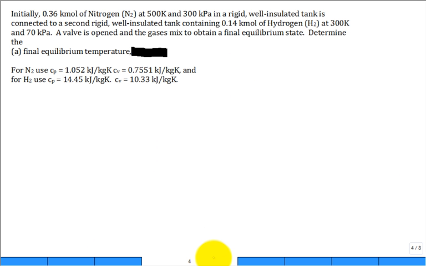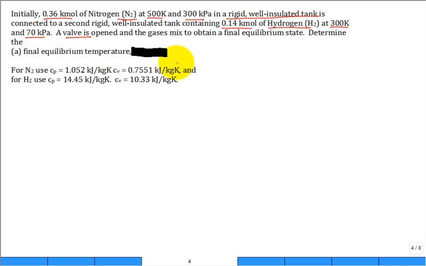So here's a problem. It'll take us a while to solve this problem. I'll try and go as fast as I can so you don't fall asleep. Initially, you have 0.36 kilomoles of nitrogen at 500 Kelvin, 300 kilopascal in a rigid, well-insulated tank or container, connected to a second rigid, well-insulated tank containing a different amount of a different gas, hydrogen, not nitrogen, at a different initial temperature and a different initial pressure. A valve between the two tanks, assumed, is opened and the gases are allowed to mix.